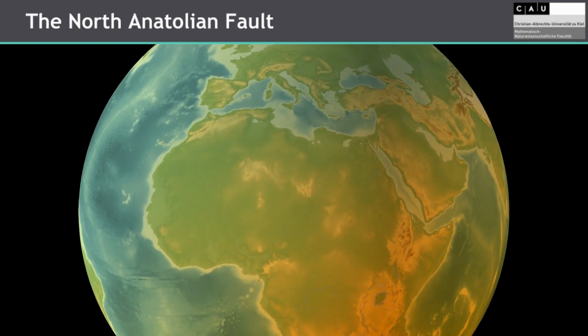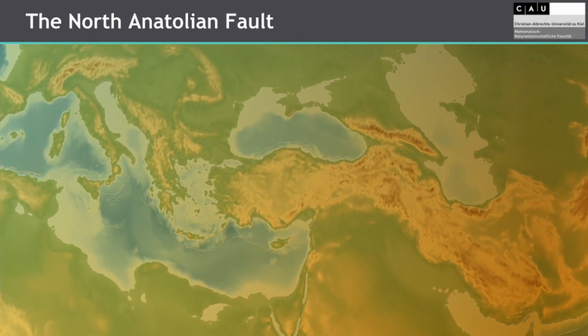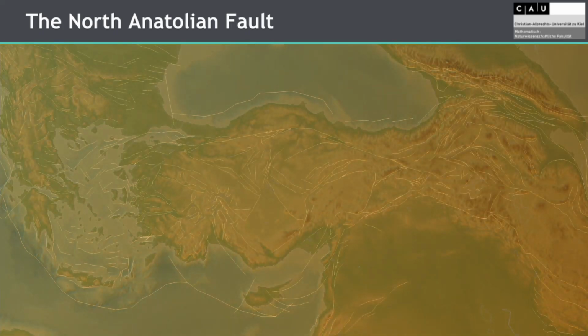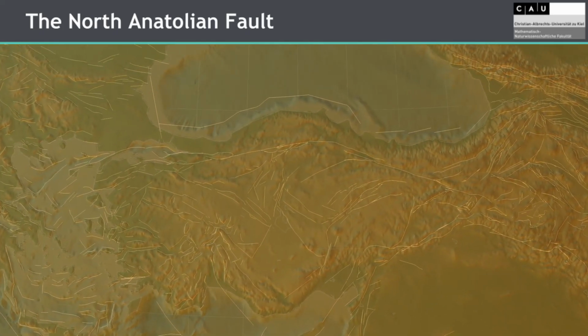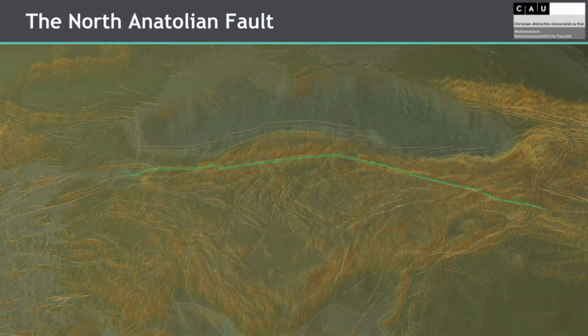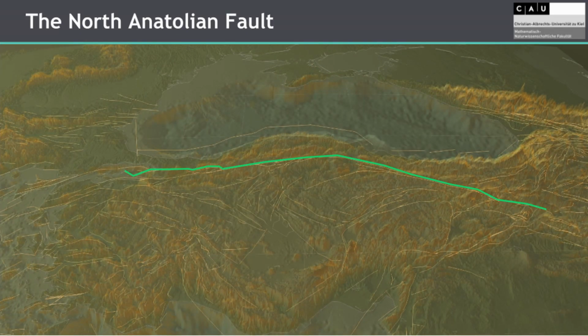Here we studied the North Anatolian fault, which is a major right lateral strike-slip fault zone in the north of Turkey. It has a history of high seismic activity.